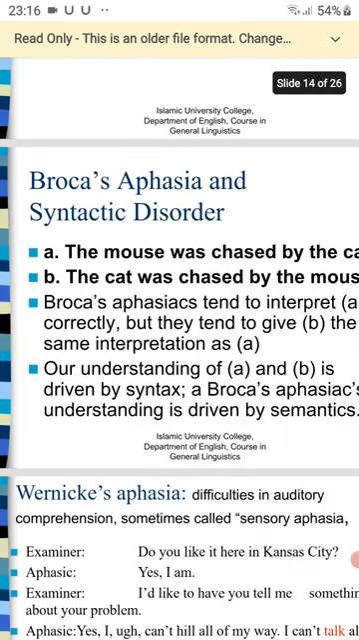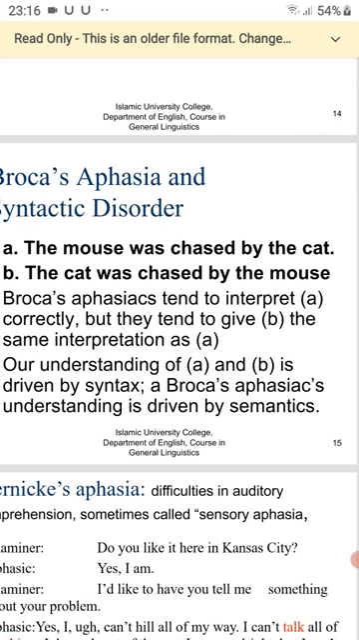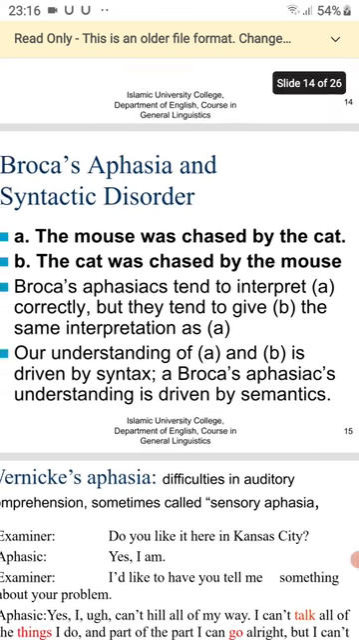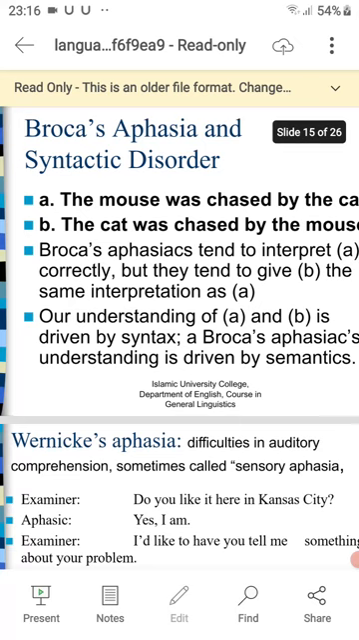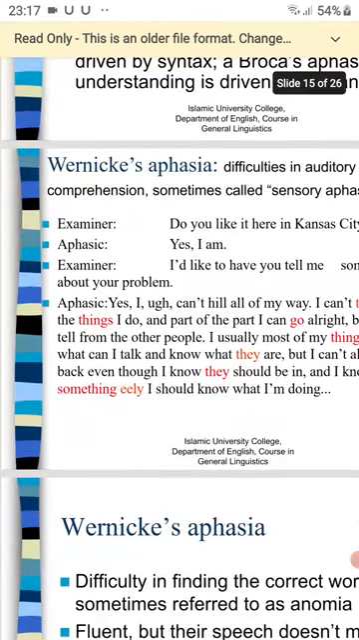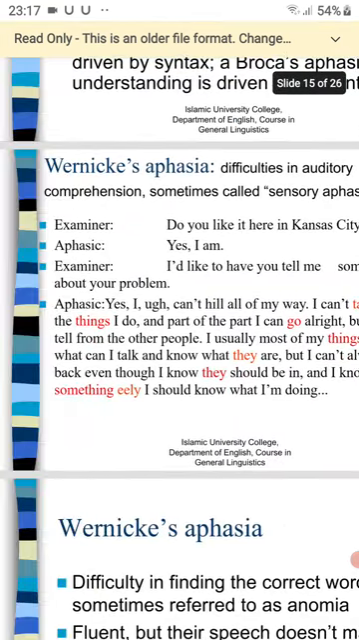This is exactly the meaning. For Broca's aphasia, the disorder, for example, the cat chased the mouse, the mouse was chased by the cat. They tend to interpret it incorrectly. Understanding is driven by syntax in Wernicke's aphasia, and understanding is driven by semantics. Understanding of meaning has three parts: semantic and syntactic. Okay? Phonic difficulty, auditory comprehension. In the phonic, there is difficulty with comprehension, but in Broca's, the difficulty is to understand and to produce your sounds. Okay?